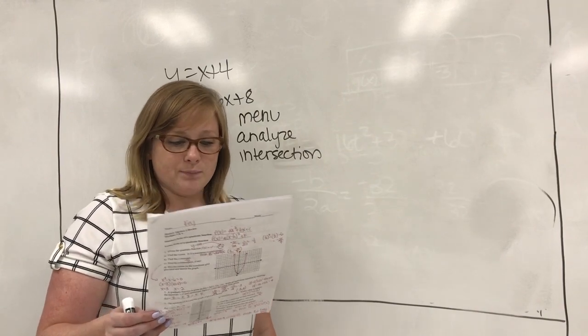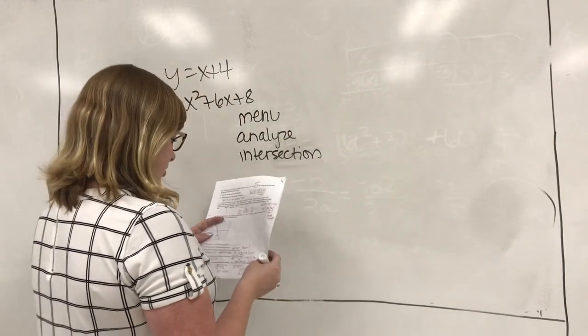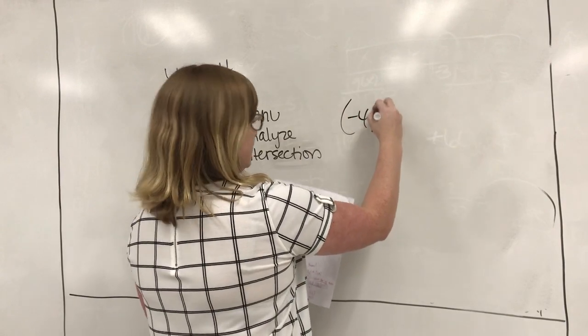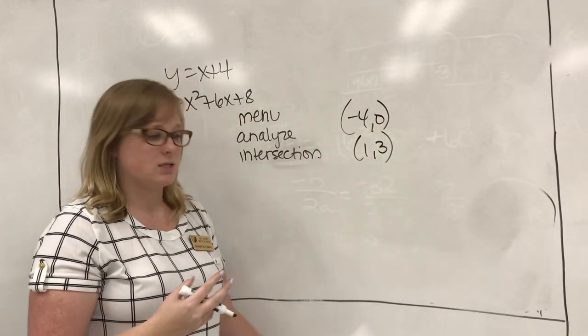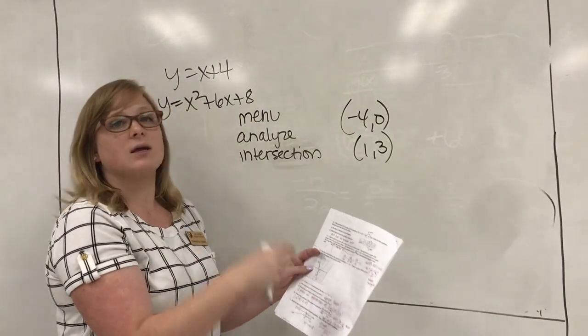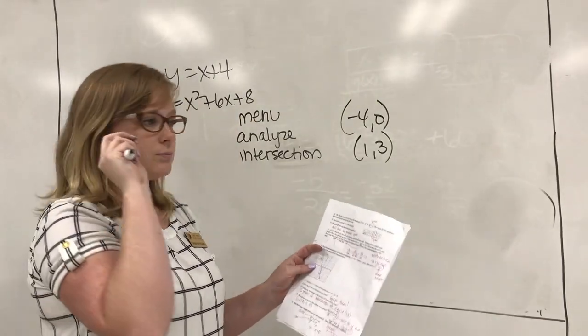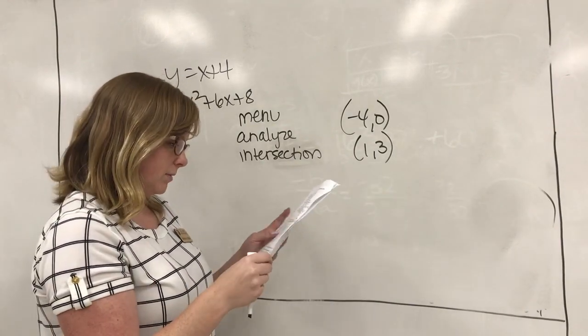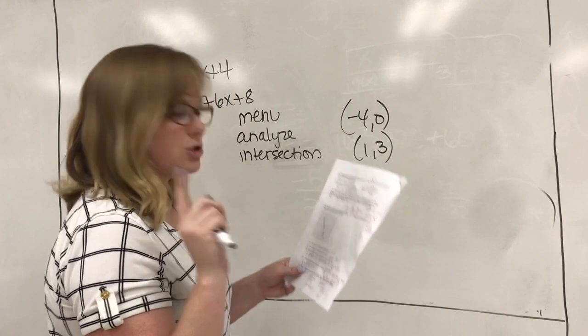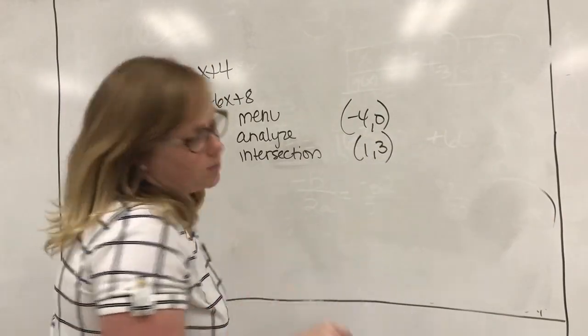So you're going to graph them. This one happens to have 2 points of intersection, and it's going to be at negative 4, 0, and 1, 3. I can't really show you this just because it's hard to show you on the calculator. I'll show you 20 and 21 on the calculator.